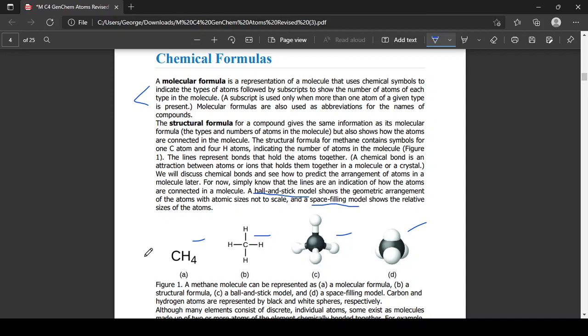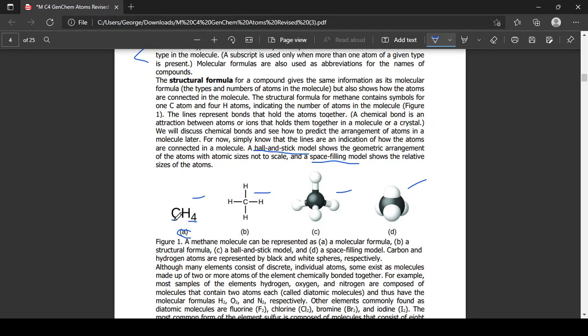So first, let us see the molecular formula, letter A. Your molecular formula shows the subscripts and the numbers of atoms. If there is no subscript, you cannot see how many atoms there are. For example, the subscript of hydrogen is 4. That is 4 hydrogen. For carbon, there is no subscript, therefore it is given that there is only one carbon. It's either C1 or just carbon.